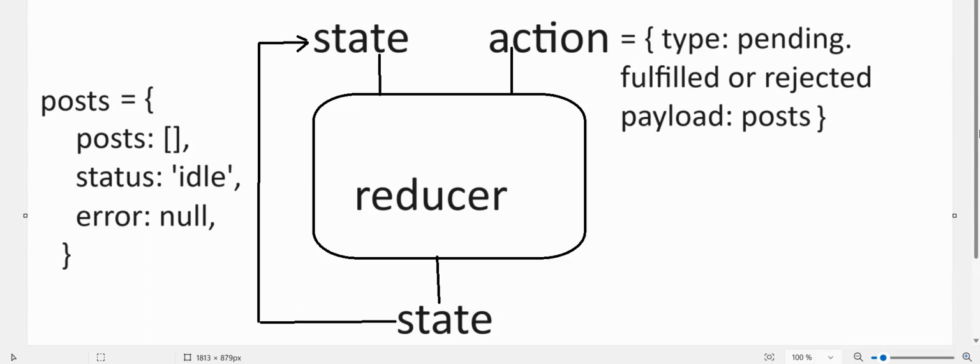Now for status: the initial status is idle, error is null, and status can be succeeded, idle, loading. The payload always comes in input, in the action object, as a property of the action object, along with the type of action: type and payload. It is the action object, and it is about the posts array.